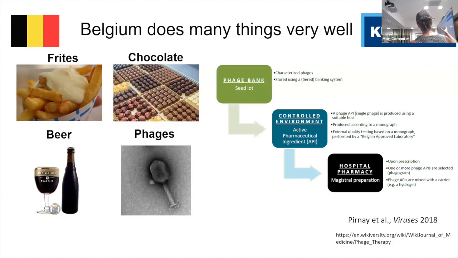Through this process, they have a phage bank of characterized phages that they're always updating. They have controlled labs that produce the phages for the patient, and they have other labs that approve and test these phage preparations. Then they're sent to hospital pharmacies where the pharmacist can prepare them. And they're allowed to prescribe phages, so the patient doesn't have to wait very long.